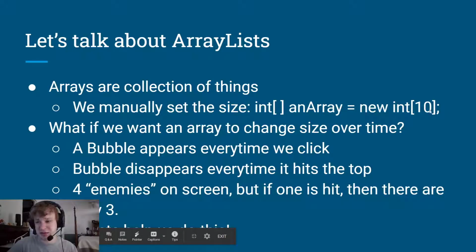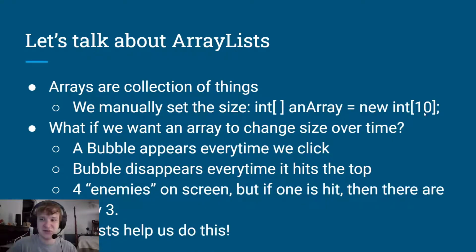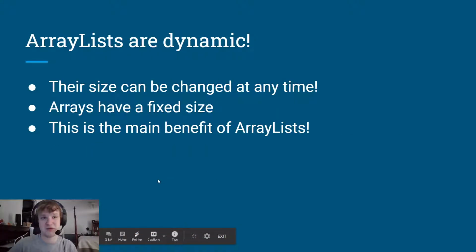Well, an array has a fixed size. So if it says there's 4 slots, there's always going to be 4 slots. You can't change that. So how can we handle this? How can we still have a collection of things, which is very useful, but how can we change the size of that collection of things? How can we make it so that things can be added and things can also be taken away? Well, that's what an array list is going to help us do. So let's talk about that.